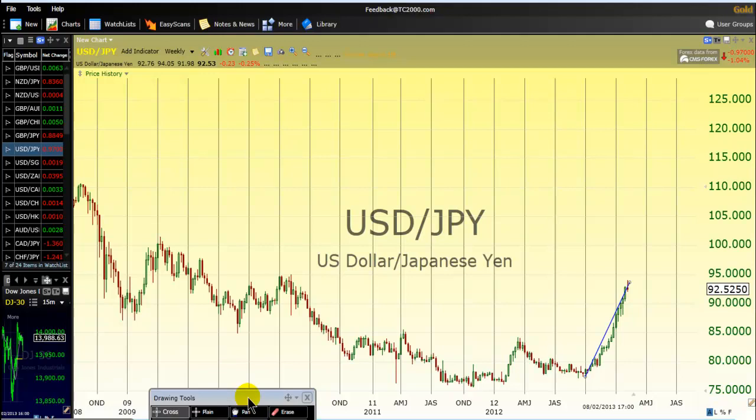Very, very important, okay? So this is for Forex. So we know that the Japanese economy depends on oil. They import oil a lot. So if the oil is going up, it will affect the yen, okay?